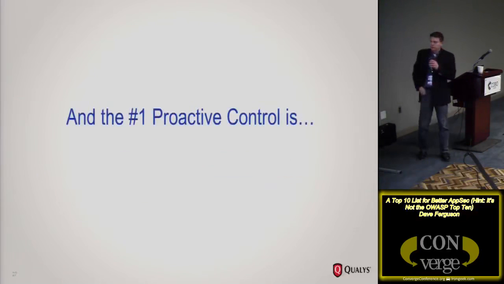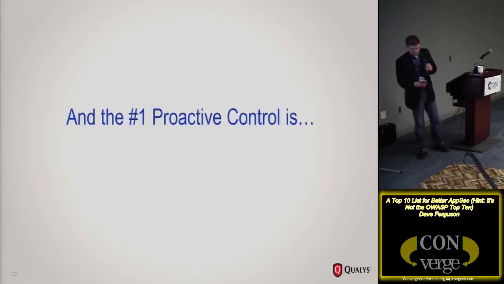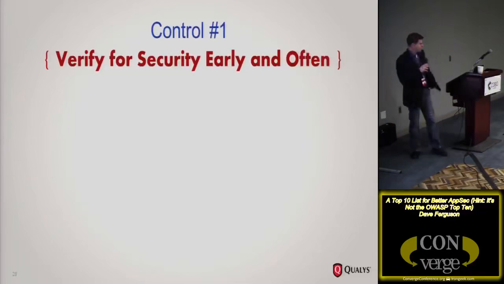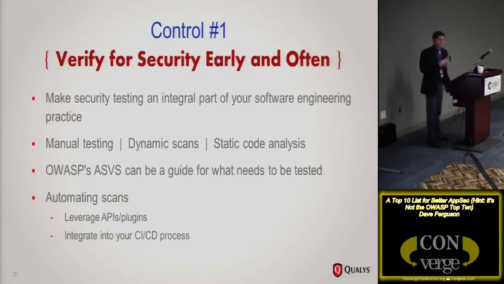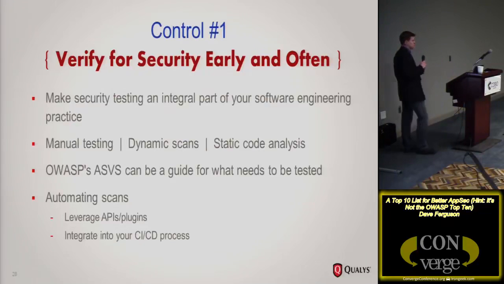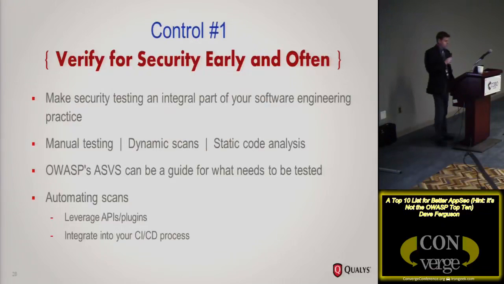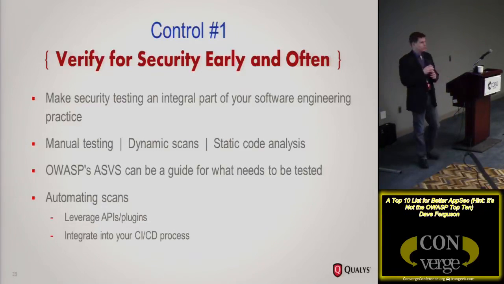All right, so the number one proactive control, so I'm doing it on time, getting close here, is verify for security early and often. So this is talking about testing. Make security testing an integral part of your software engineering practice. There are different approaches to testing. You can do manual testing, dynamic scans, static code analysis. They're all valid testing approaches and complementary in many ways.